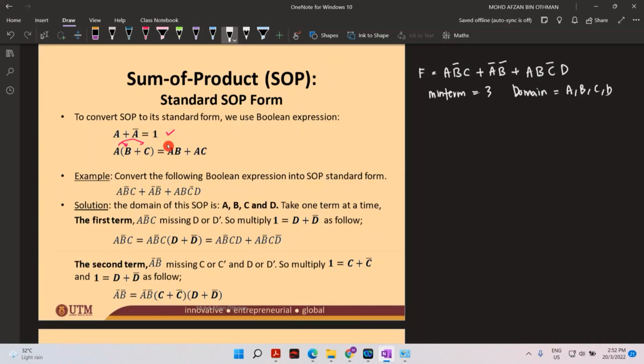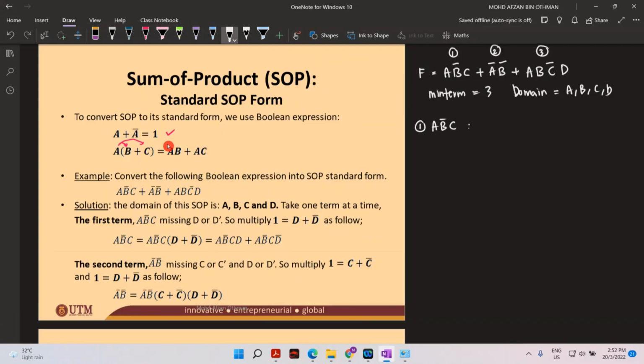Okay, is it a standard SOP? No, tak. This is a non-standard SOP because the first product term, the second min term and the third min term are incomplete. Okay, kita buat one by one. Kita akan tengok for each of these product terms dahulu. So kita tengok yang nombor 1, the first product term, A B̄ C.